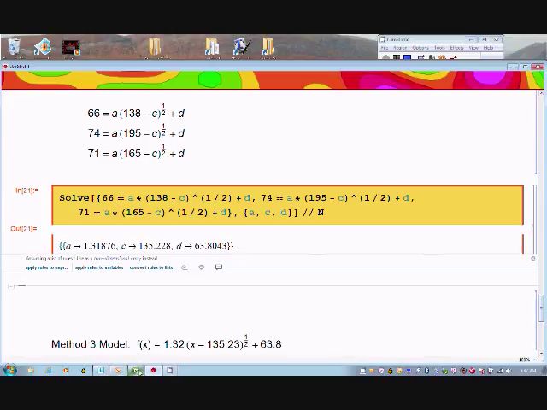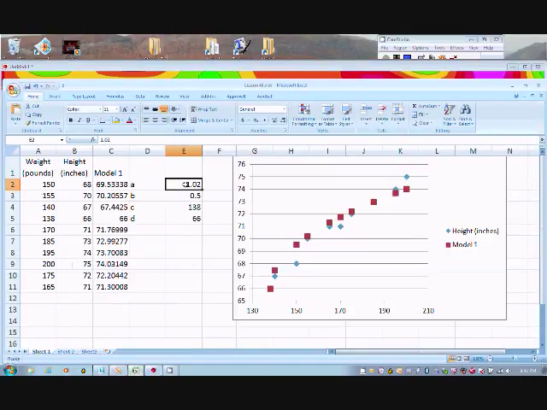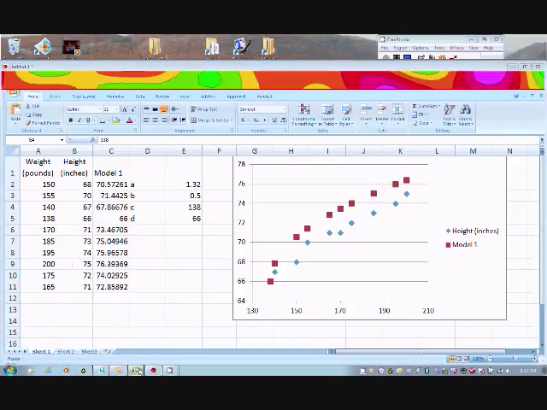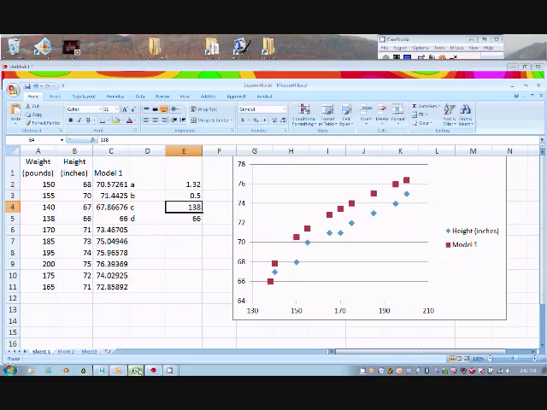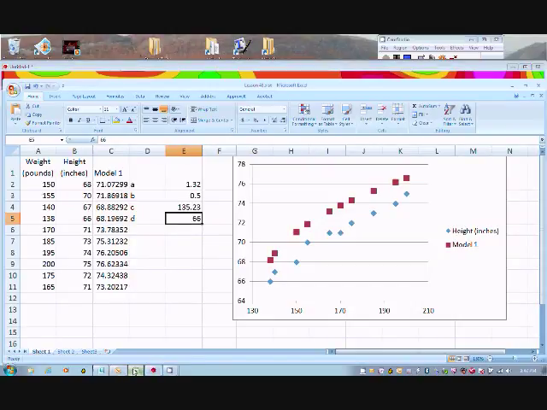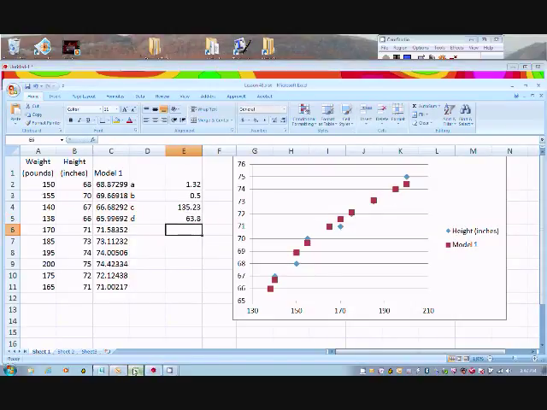And so we can go back to our Excel and look at the model, how it compares to the actual data. And again, since it's set up, we can just change these values. So 1.32, our b of 0.5, our c was 135.23, and our d was 63.8. And you can see the change, and again, it's a much better estimate than our model 2, or our model in method 1, correction. So you can look at the different models and see what you think the advantages and disadvantages are now that you know how to use the 3 methods.